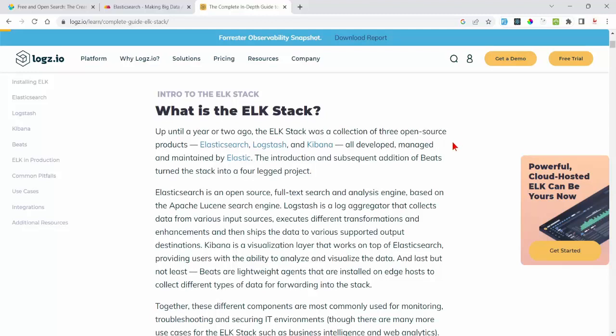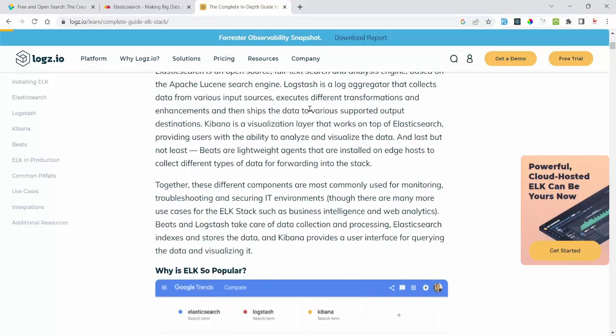Now, Logstash, as you can read here, is a log aggregator that collects data from various input sources. By this it is meant that input sources could vary. They could be log files, they could be MySQL, they could be MongoDB, or they could be JSON data or CSV. So that is called input sources.